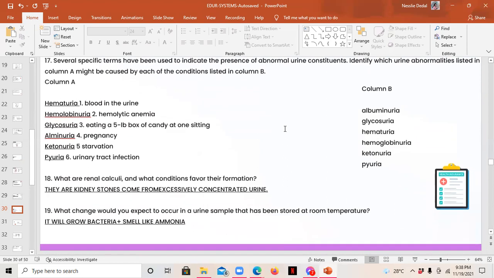Number 18. What are renal calculi and what conditions favor their formation? They are kidney stones that come from abnormally concentrated urine. Number 19. What change should you expect to occur in a urine sample that has been stored at room temperature? It will grow bacteria and smell like ammonia. Next slide.